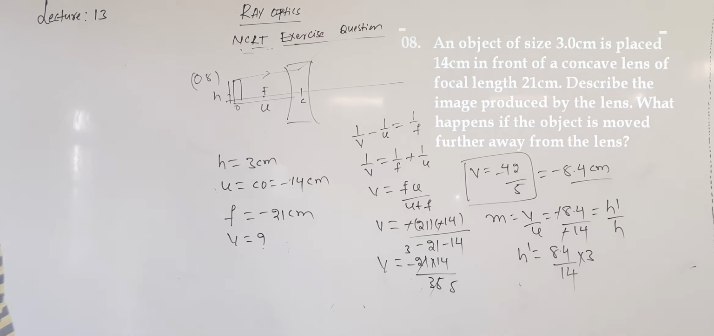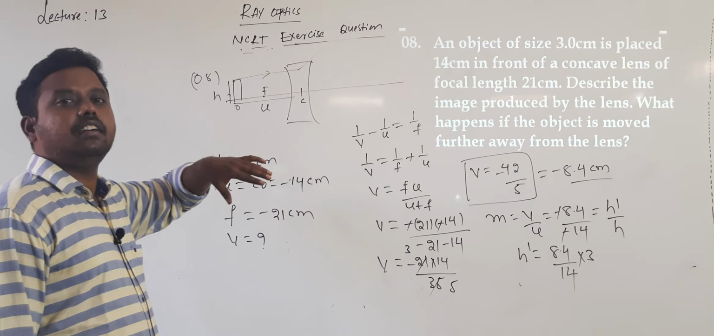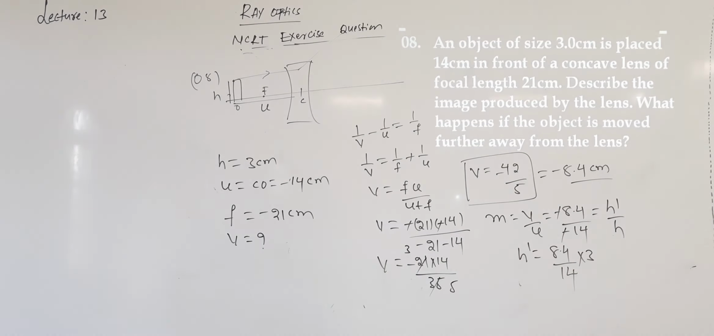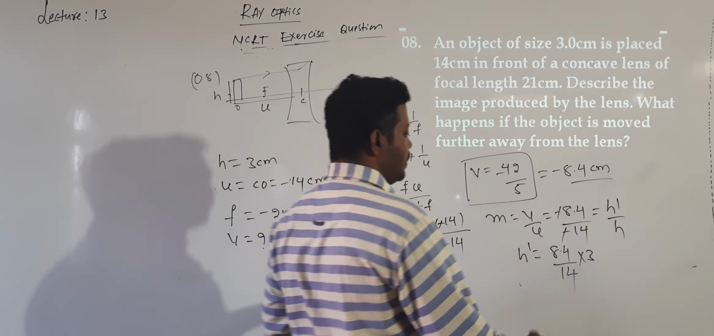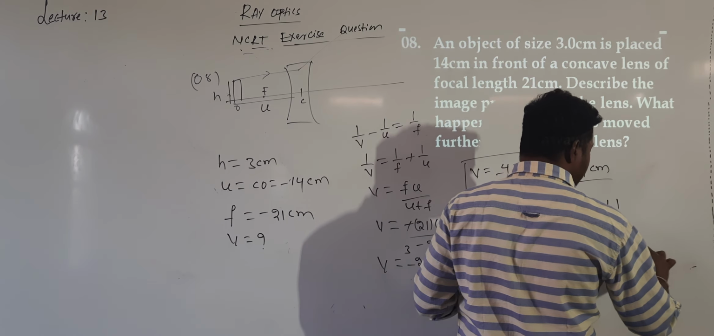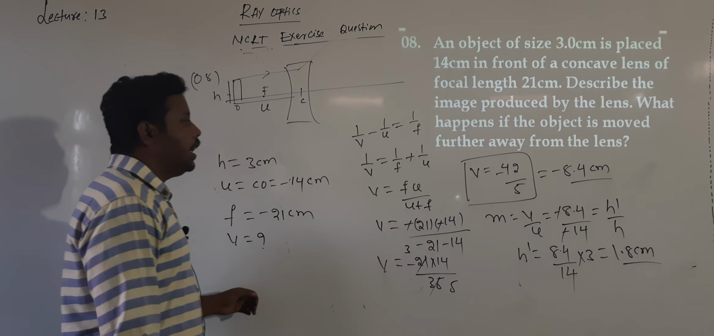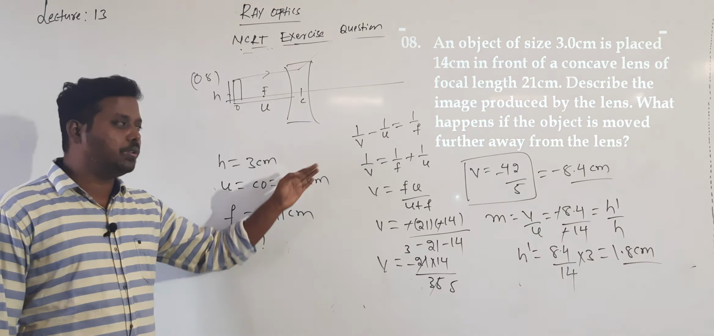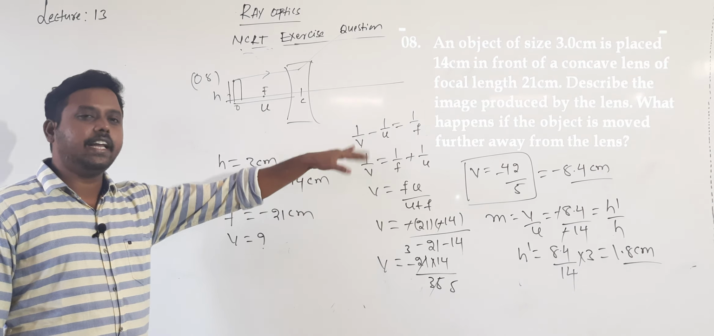And the magnification value will be positive. Magnification positive means the image is virtual and erect. Then what will we get as the answer after substitution? H dash value will be 1.8 centimeters. Therefore, what is the nature of the image? The image formed by the lens will be a virtual and erect image, whose size is 1.8 centimeters.